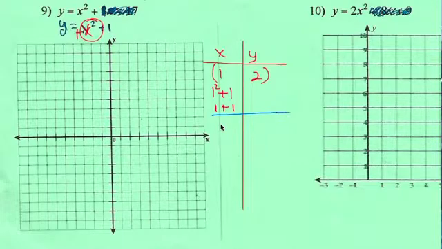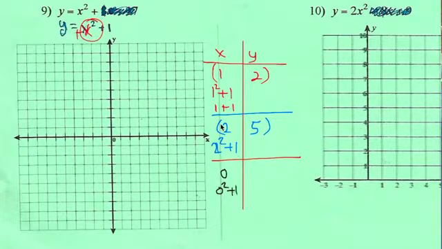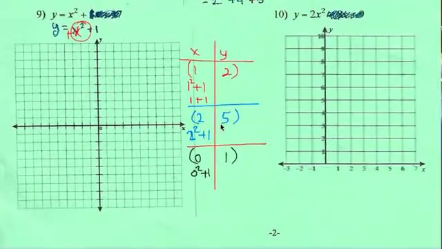Okay. Next one, choose 2. So 2 squared add 1 is 4. 4 add 1 is 5. Okay. 0, always choose 0. 0 squared add 1 is 1. So your ordered pair is 0, 1.